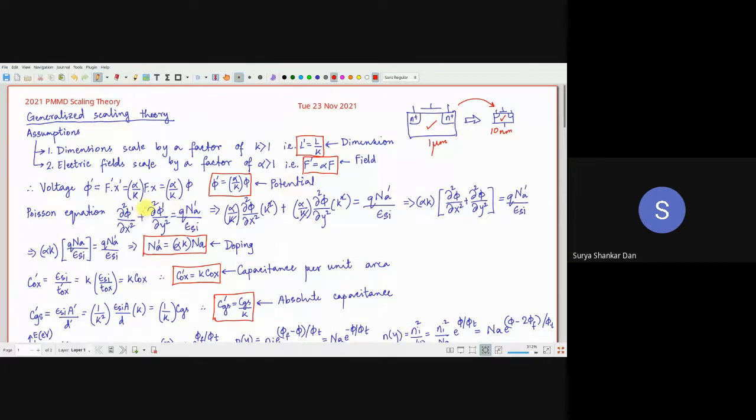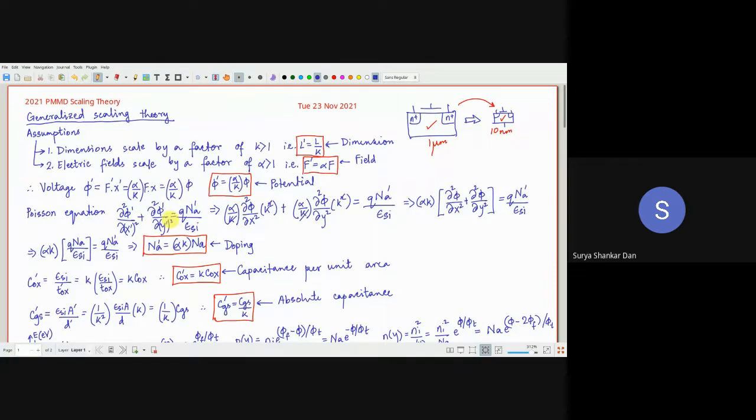All right, so here is the Poisson equation. Here again, I have put a dash in every place where this is also a dash. This dash is indicating the scaled quantities for the 10 nanometer device. Okay, so this is the Poisson equation for the 10 nanometer device, the scaled one, the short channel device.